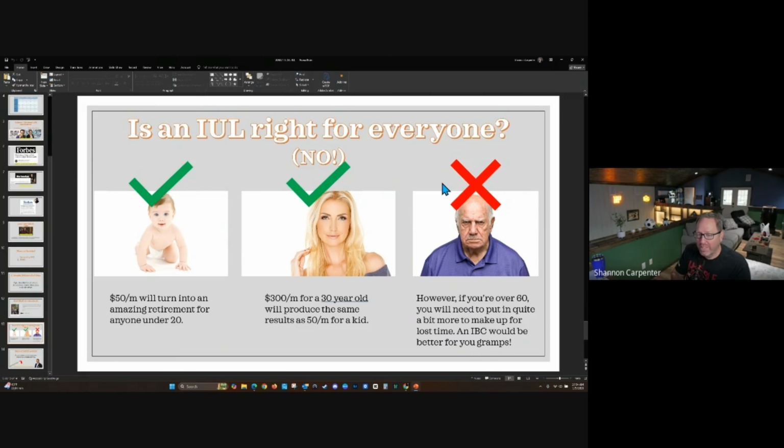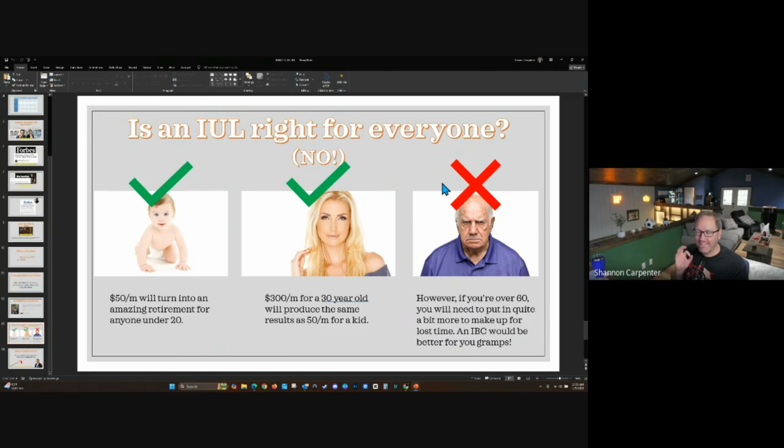If you call me and say I'm 62 and I want an IUL, I'm asking why. What do you expect the IUL to do for you? I make them sell me on the idea of the IUL just to make sure their understanding of what they're going to get out of it is accurate, because they've probably heard some misinformation all over TikTok from somebody that didn't exactly know what they were saying.